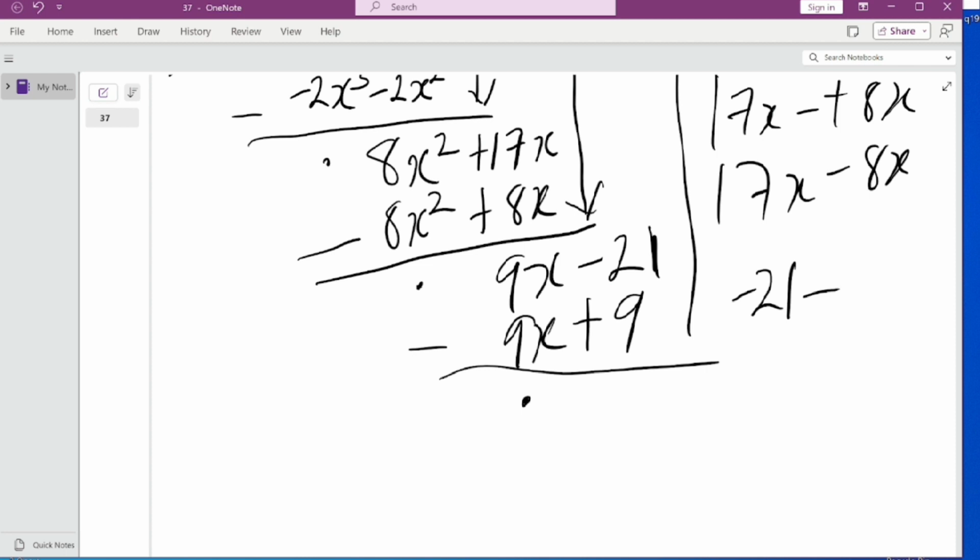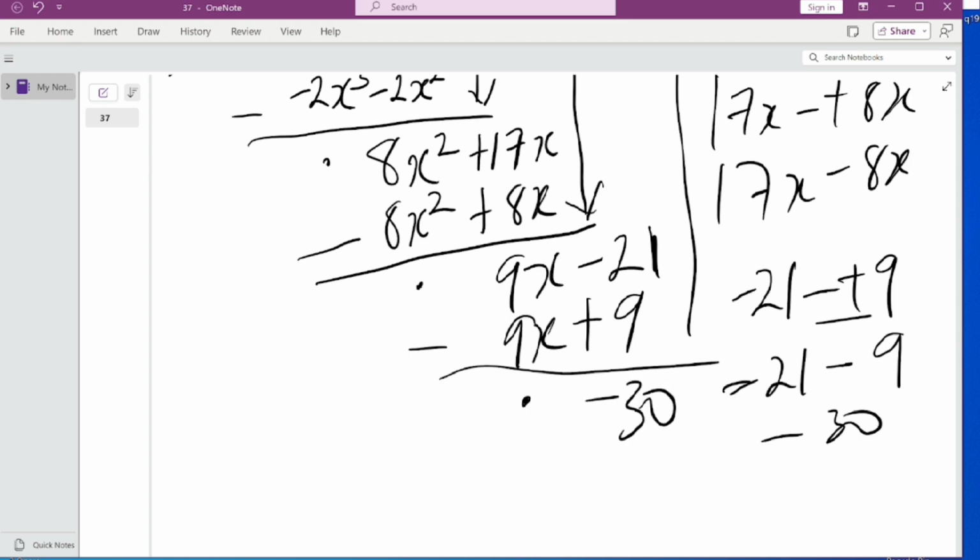Then we have minus 21 minus plus 9. We have to be careful, because we're subtracting this, and this 21 owns this minus and this 9 owns this plus. So we have minus 21 minus times plus is minus 9. So we have minus 21 minus 9, that gives us minus 30. So we have minus 30.